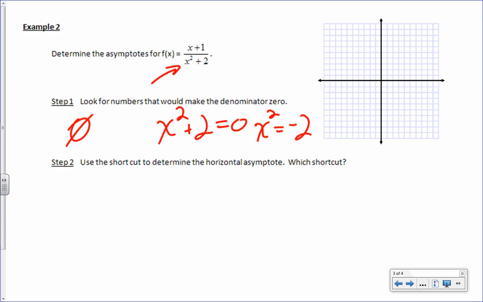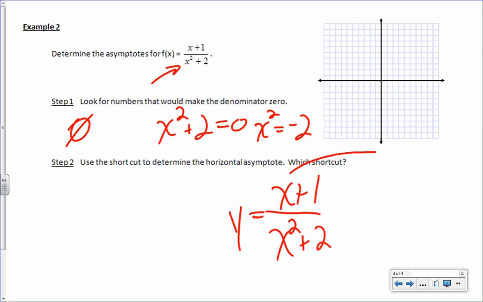B, because the bottom is bigger. So let's talk about that one. So it's really kind of saying y would equal this. Again, with horizontals, we're worrying as x gets what? Bigger, either way positive or way negative, right? So let's use that million number. I put 1,000,000 in here.